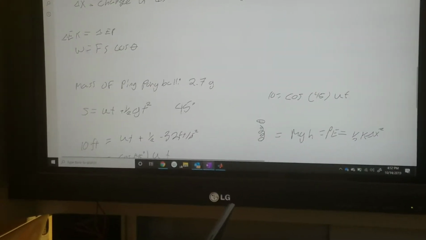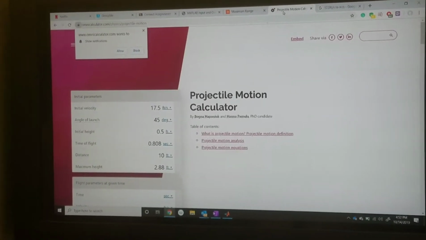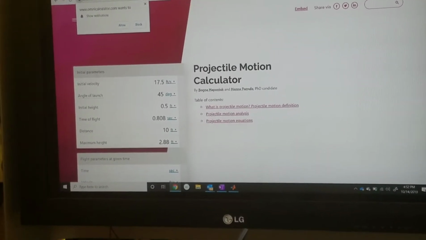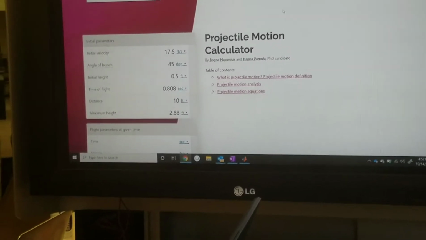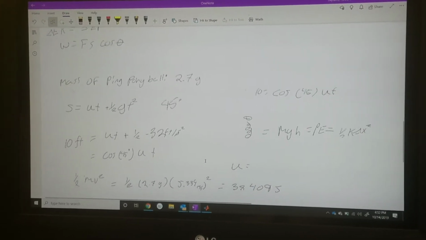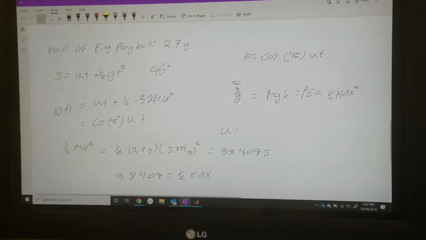So using a random website, we found that if we have a velocity of 17.5 feet per second, it will hit 10 feet exactly. So, doing some calculations, we determined the amount of potential energy needed.